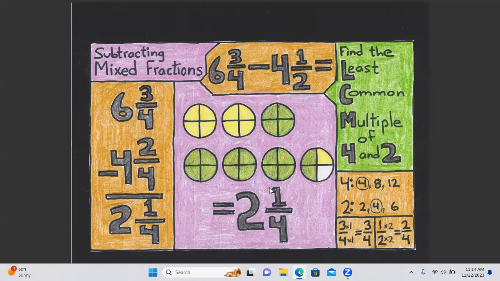Again, anchor charts are a great way to learn a new topic. Please repeat the video as many times as you need to, and then pause and take notes.